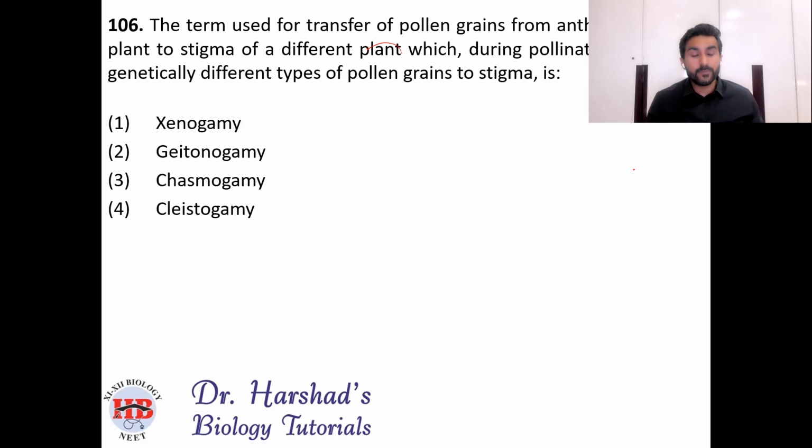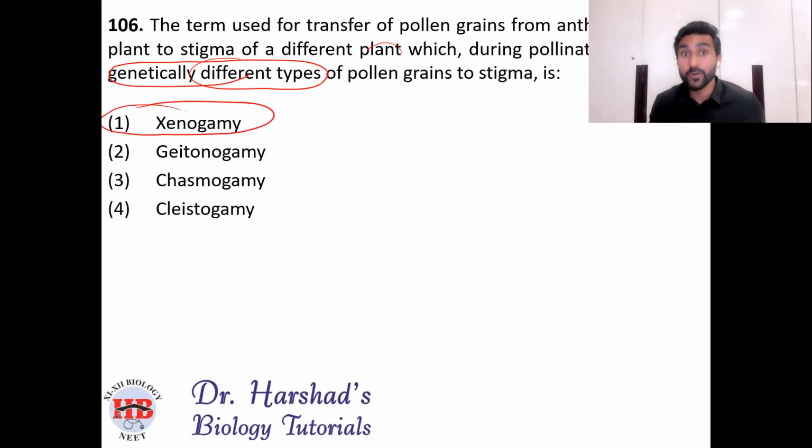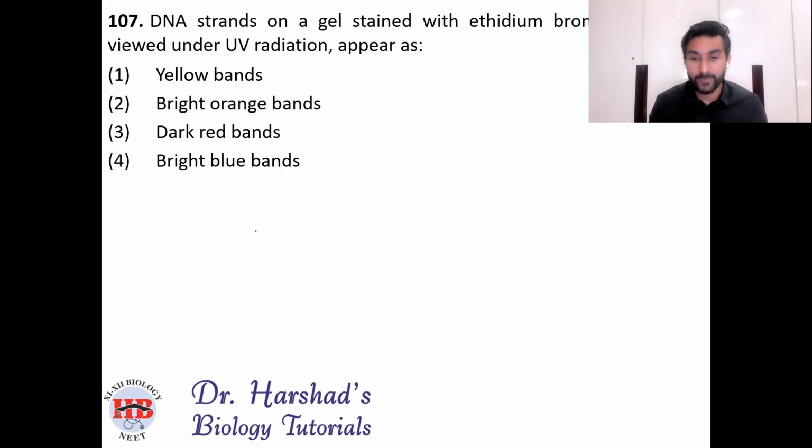We go to the next question. The term used for the transfer of pollen grain from anther of one plant to the stigma of a different plant, which is genetically different. If it is genetically different, it has to be a type of cross-pollination, which is called xenogamy. If it is of the same plant, different flower, it is geitonogamy. Whereas chasmogamy and cleistogamy are regarding open and closed flowers, so this is not something we have to bother about. They have asked you about a type of cross-pollination, which should be xenogamy.